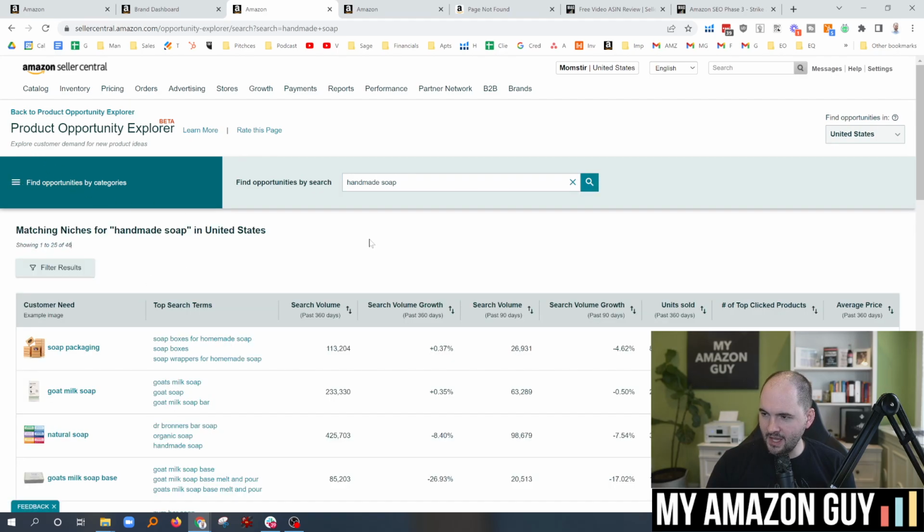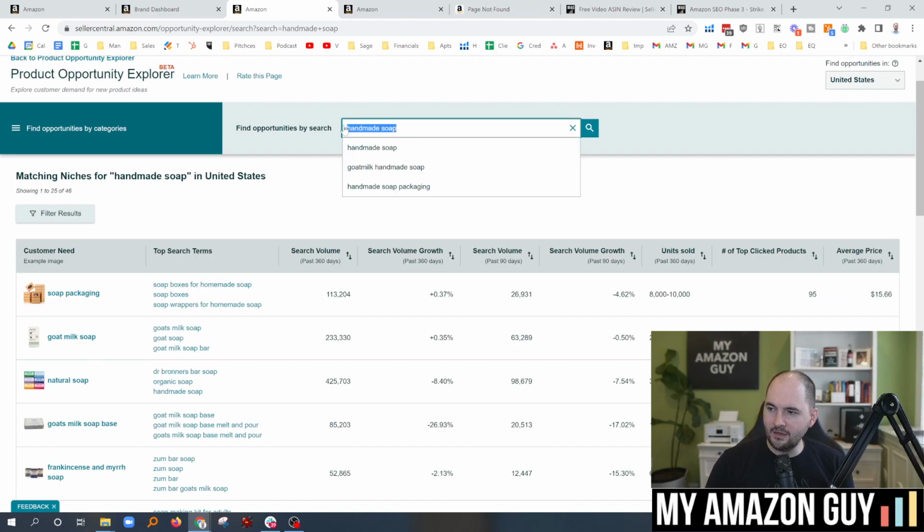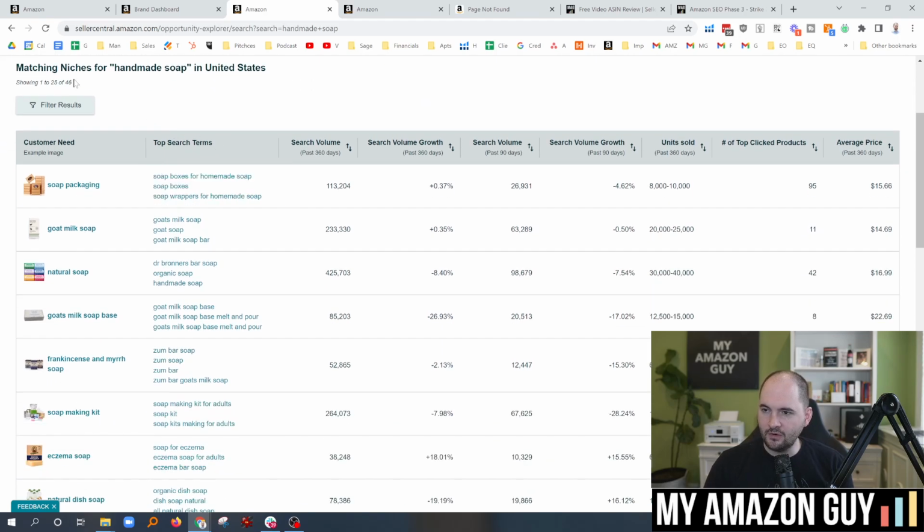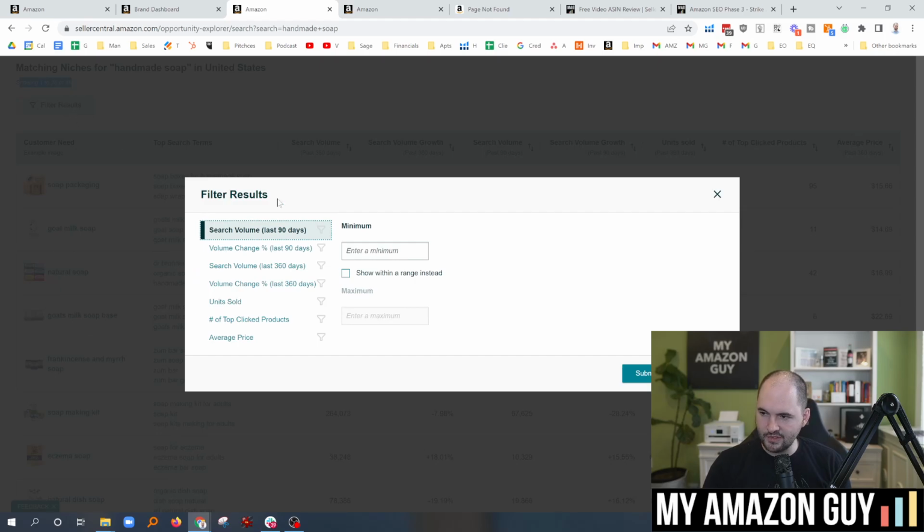So I'm going to close that out. I looked at handmade soap, and there's a lot of things that try to autocomplete here. They're trying to push me into goat milk handmade soap and stuff like that. Underneath here, matching niches for handmade soap in the United States, they're giving me 46 options. You can filter the results so I can see search volume or other opportunities down the list here.